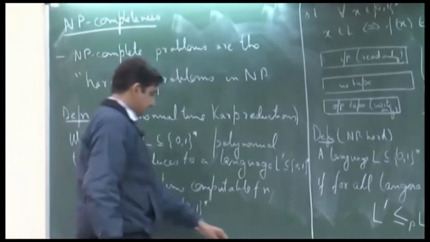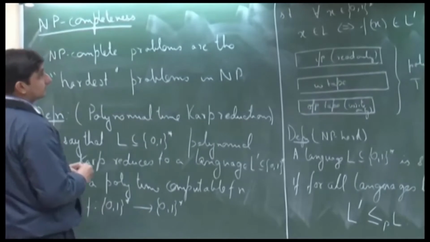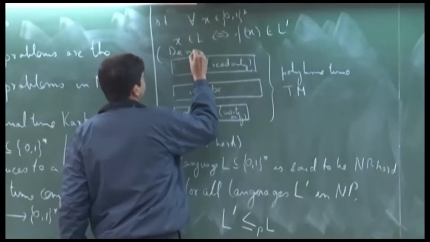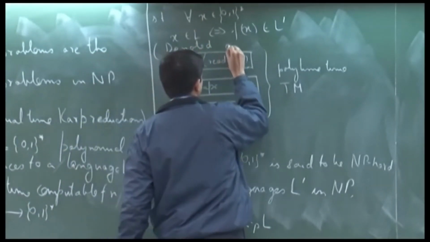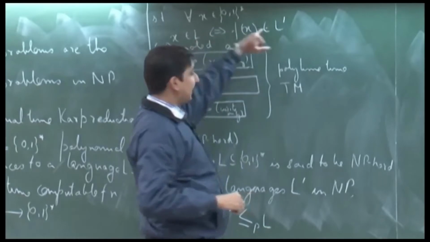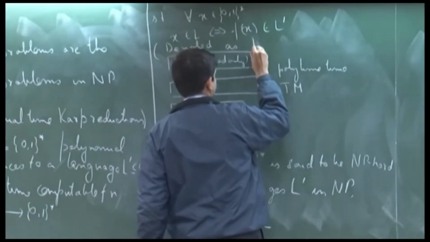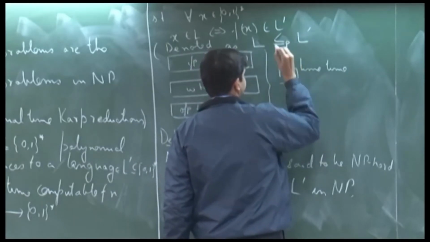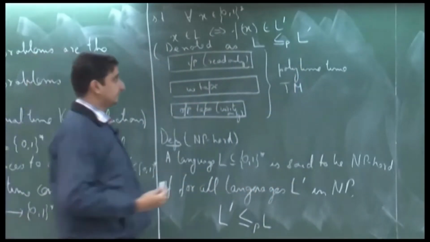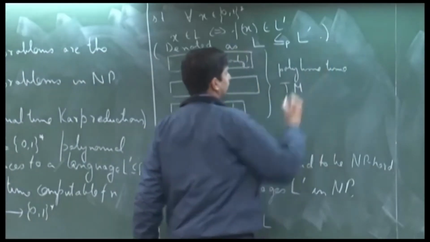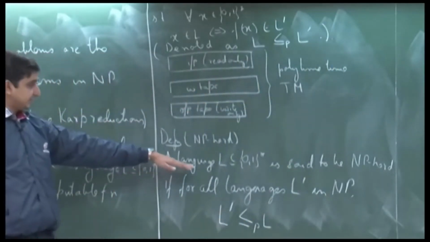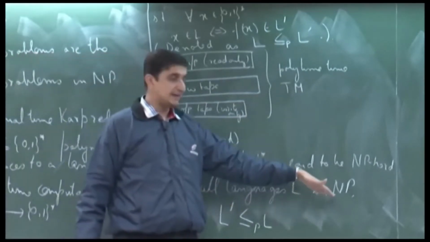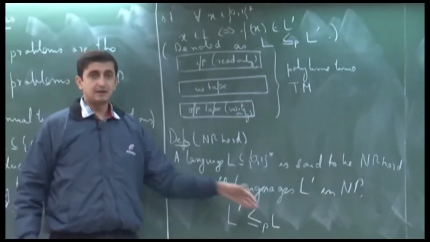This is the notation that we use for these kind of reductions. Let me just mention it here. Here we were reducing L to L prime, so that is denoted as L reduces to L prime, and this subscript p means that it is a polynomial time reduction. So we say that a language is NP hard if any language in NP reduces to L in polynomial time.